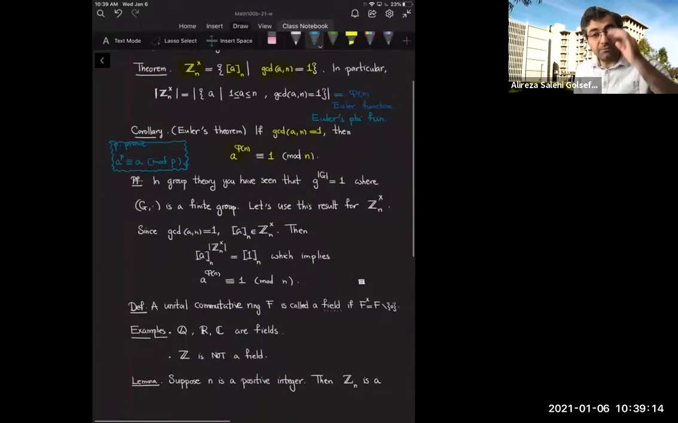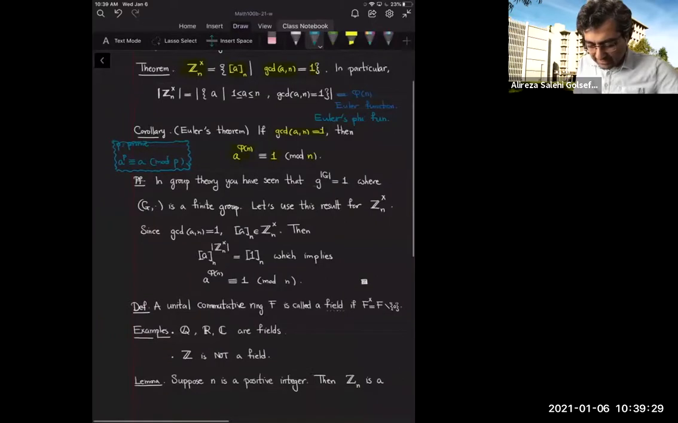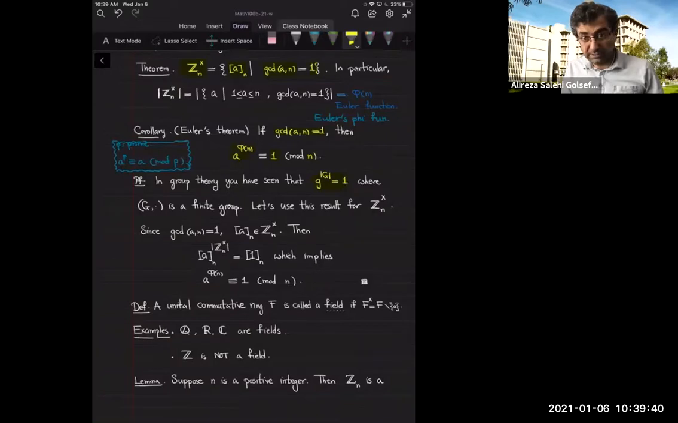So in group theory, you've learned that if I give you a finite group and an arbitrary element, small g, of this finite group, capital G, then g raised to the power of the cardinality of the group is always the neutral element of the group. So small g to the cardinality of the group is always the identity of the group. Now, we are going to use this for the group of units of integers mod n.